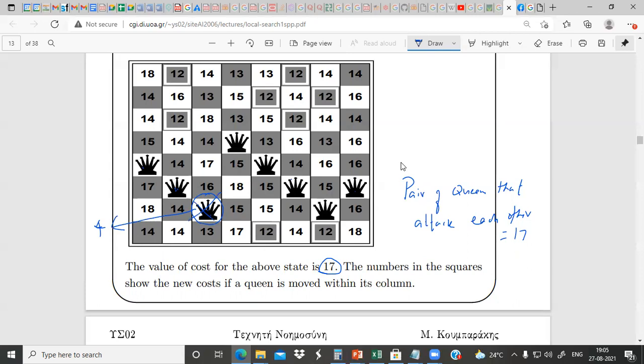Now similarly check for this queen. How many queens attack this queen either directly or indirectly? This queen can attack directly, 1. This queen can attack directly, 1, 2. This one cannot attack. This can attack directly, 3. This can attack indirectly, 4. This cannot attack. So this queen is attacked by 4 other queens. Now remove this also.